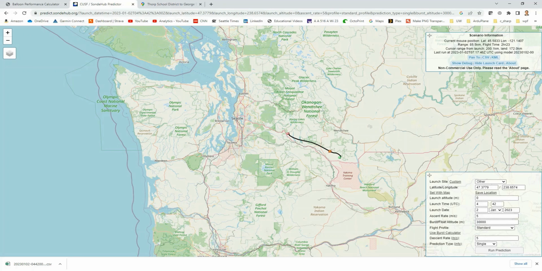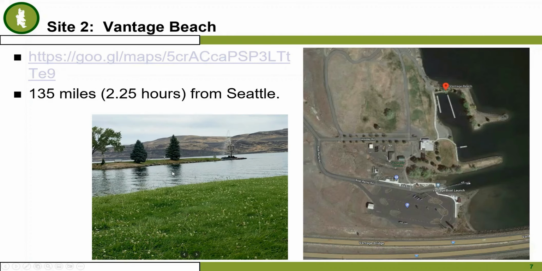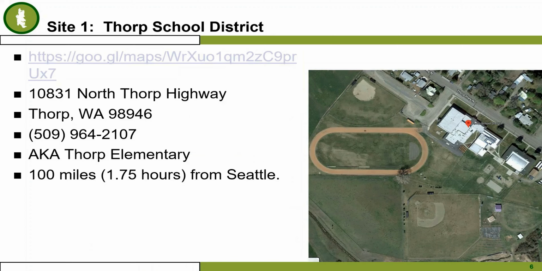So after a bit of research and, like we said, playing with the trajectory predictor, we came up with about 3 separate sites. Whoops, sorry, this is site number 3. Let's go back to site number 1 and we'll walk through these in order. The first site that we found that was closest to Seattle was basically a school administrative and elementary school facility all located in one area.